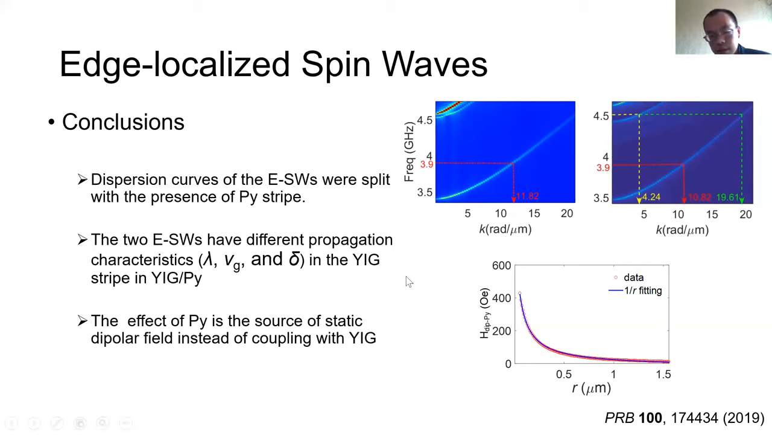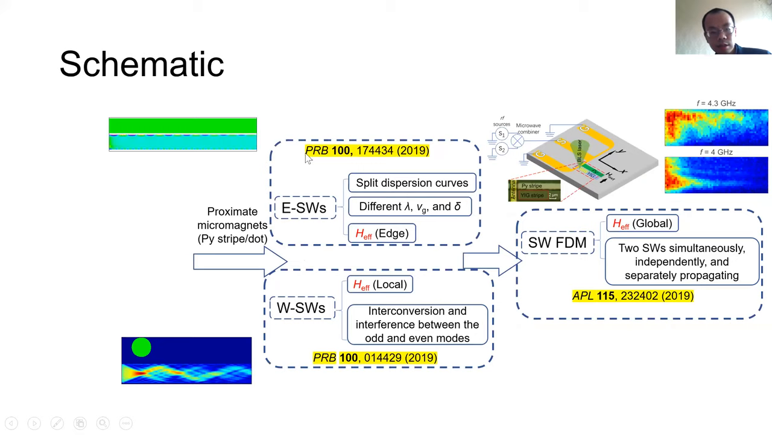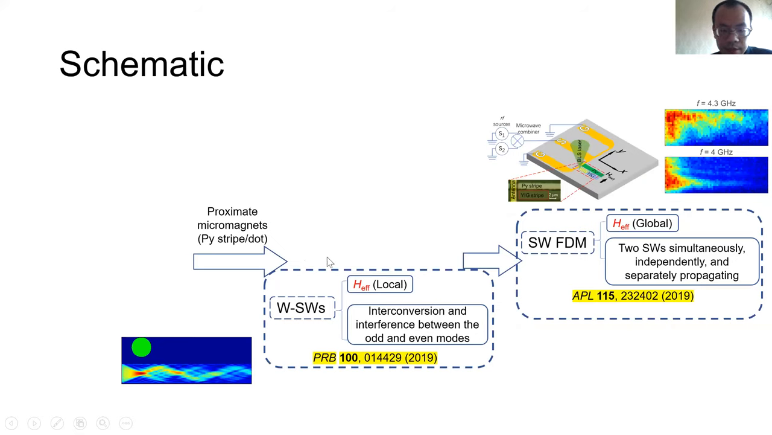Generally speaking, it's like I put an iron bar in the electromagnet to help increase the intensity of the field. So it looks like the same effect for the permalloy stripe presented here. So that's the study on the edge localized spin waves. After the study of the edge localized spin waves, I continued to study the waveguide spin waves.